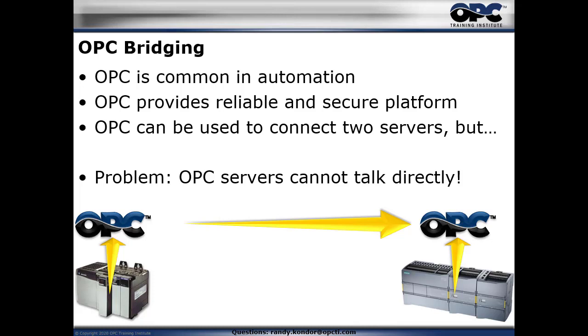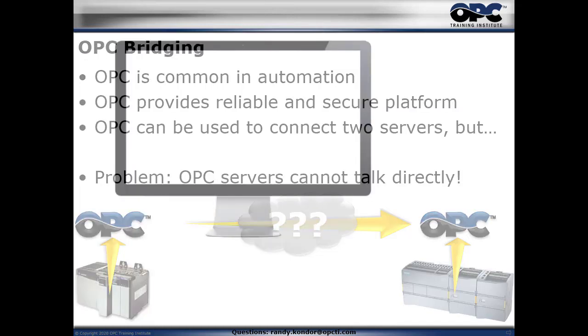What that means is if I have two OPC servers, and it doesn't matter what vendor they come from, even if they're from the same vendor, they cannot talk to each other directly. So how exactly do we get this done? And by the way, this is something that we handle in our training classes. Why doesn't a server talk to another server? Just to make a long story short, two servers cannot communicate with each other because they are servers. We need a client in the middle.